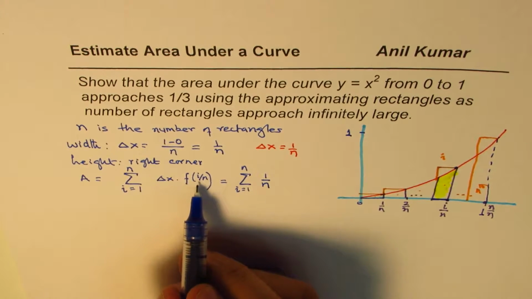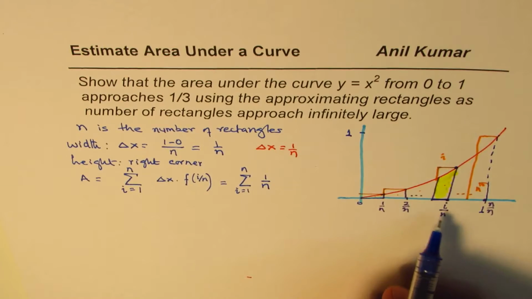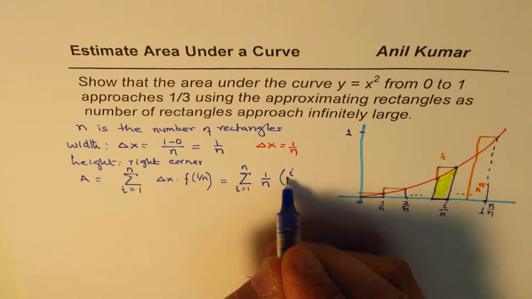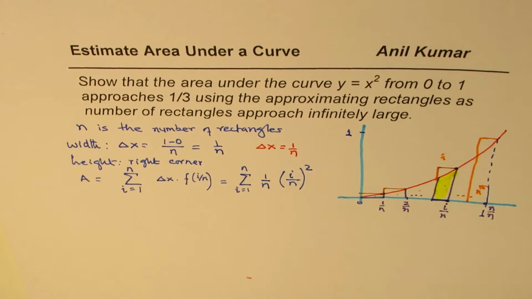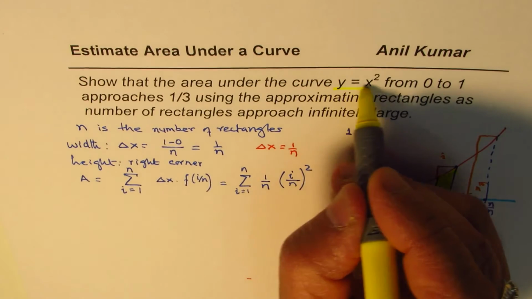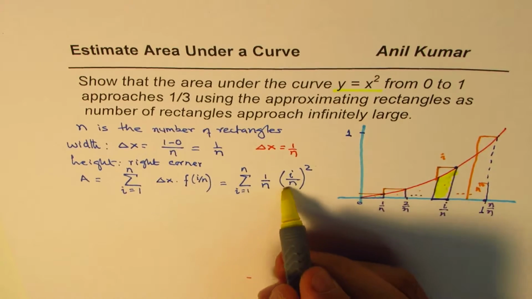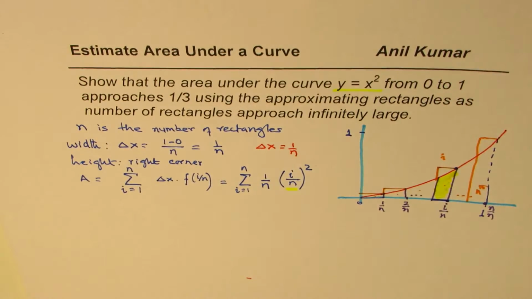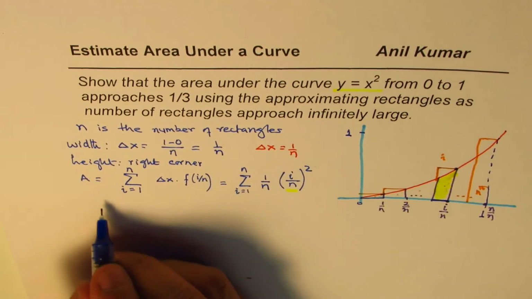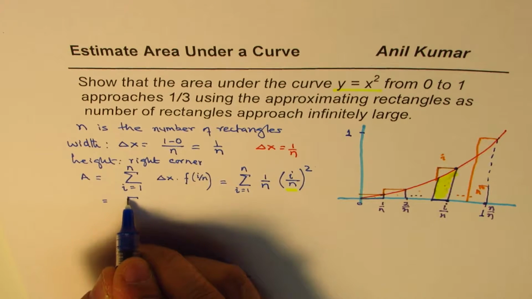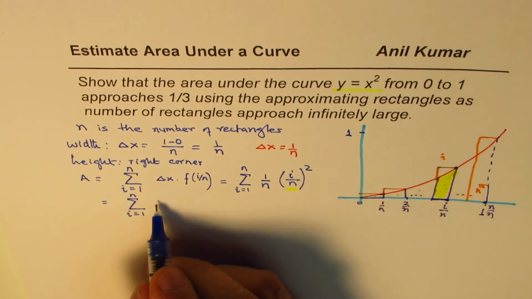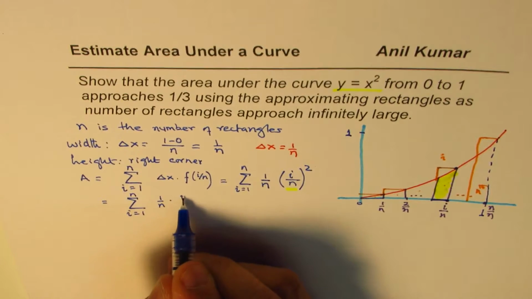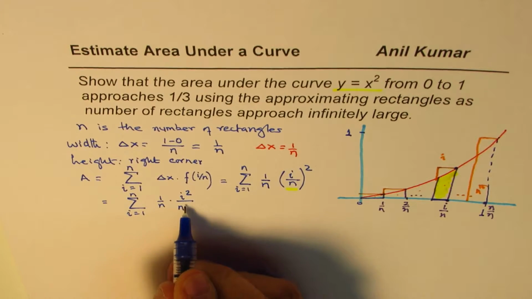And what is the value of the function at i over n? We'll replace x with i over n, so that gives us (i over n) whole squared, since the function is y equals x squared. So this is the function, and we replace it with that value. Now we can write this as sigma i equals 1 to n, 1 over n times i squared over n squared.